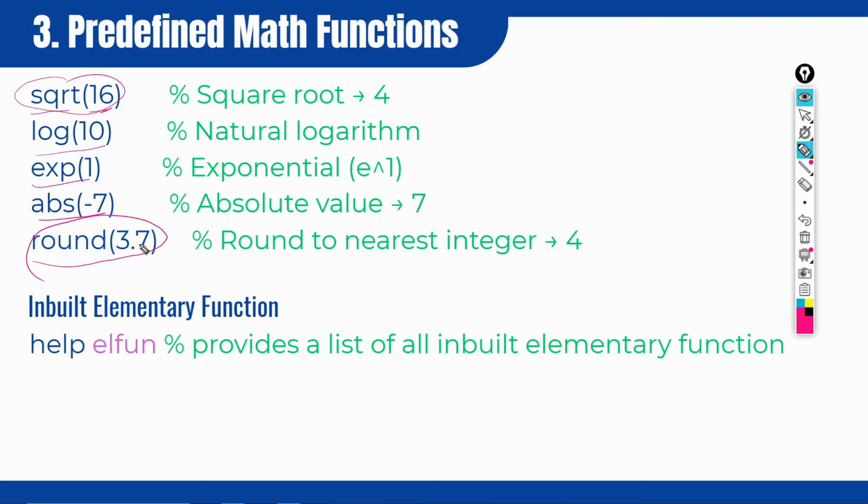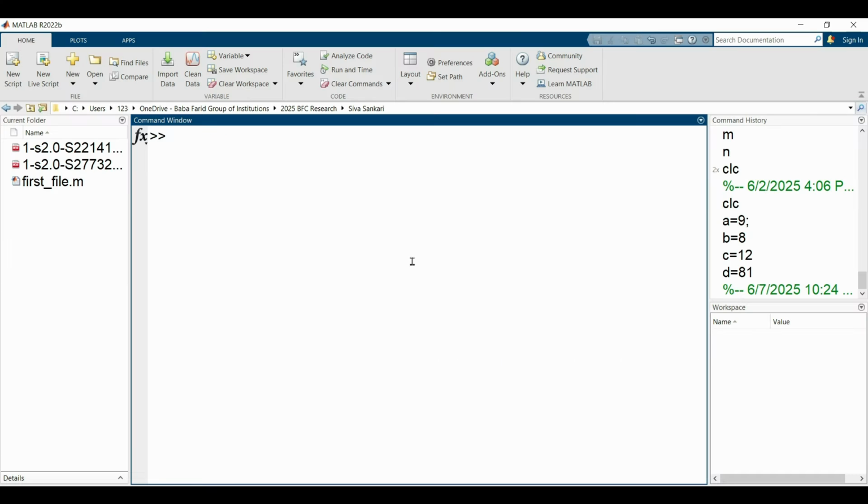Okay, so this will return about 7. And there are so many inbuilt functions in MATLAB. By using the help function we can get the details of all the elementary functions which are inbuilt inside MATLAB. So now we will do all these basic operations by using MATLAB. See here, this is the MATLAB window, and here we will discuss all the elementary operations.